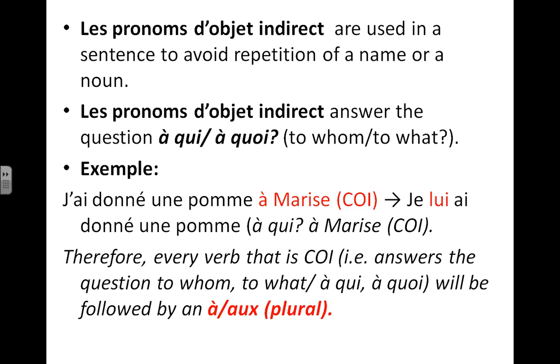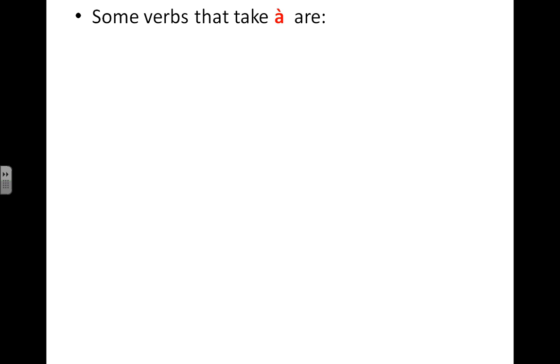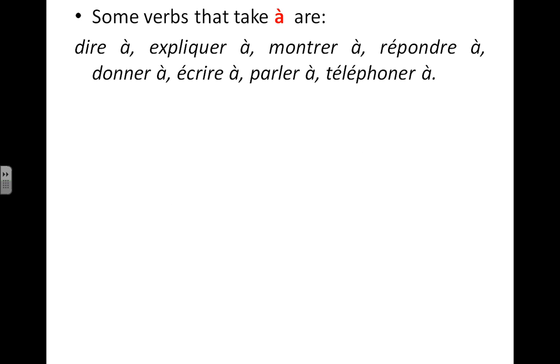Every verb that is COI, that answers the question to whom, to what, or à qui, à quoi, will be followed by à, or aux if you have a plural after. Let's see what this means again. You have several verbs that take the à with the accent in front, and therefore they're COI and answer the question to whom, to what. So: dire à, expliquer à, montrer à, répondre à, donner à, écrire à, parler à, téléphoner à. These are some of them.